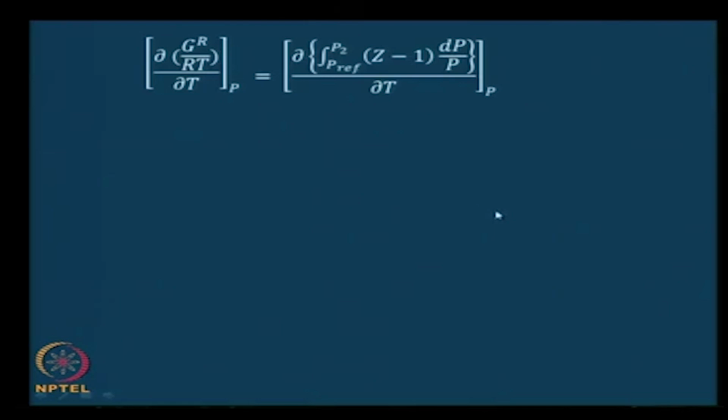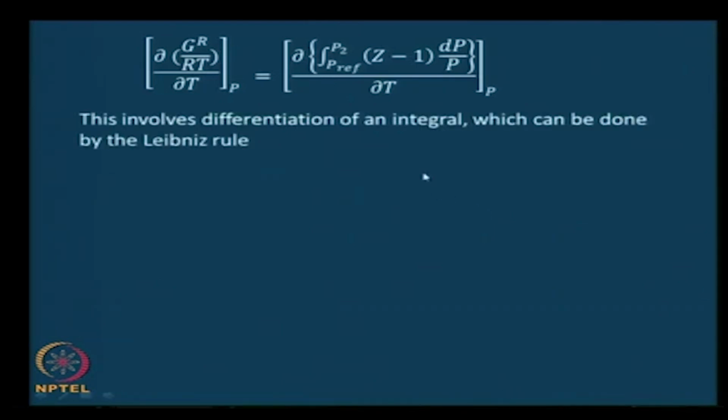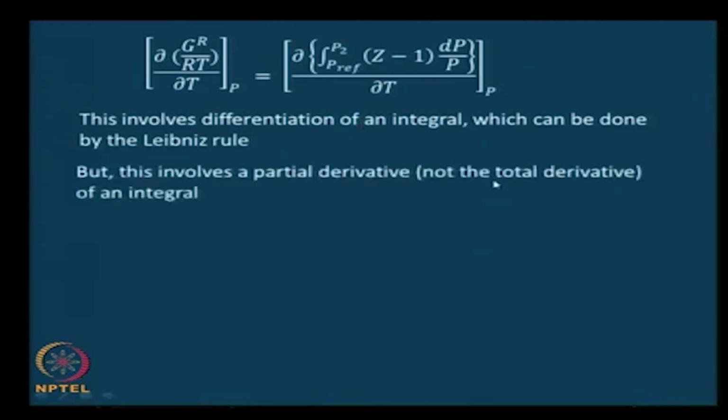How do you do that? There is something called a Leibniz rule, which you would have encountered in your first or second course in mathematics in your first year, which allows us to differentiate an integral. Nevertheless, that Leibniz rule would have been written for a total derivative, and what we have here is a partial derivative.